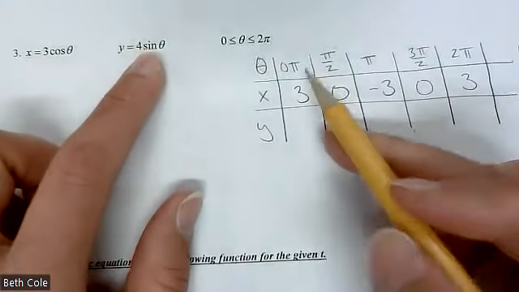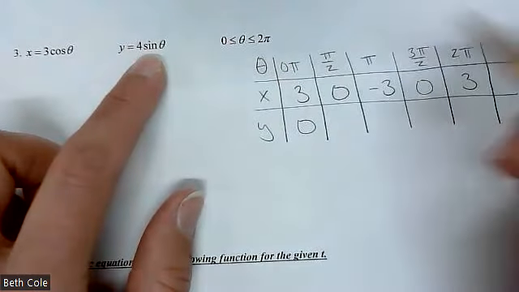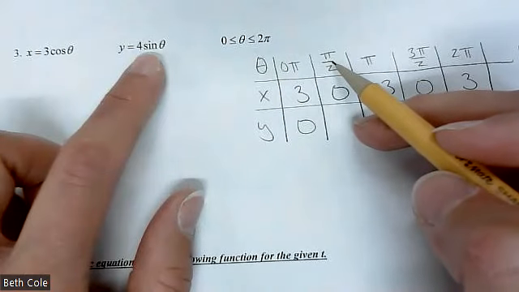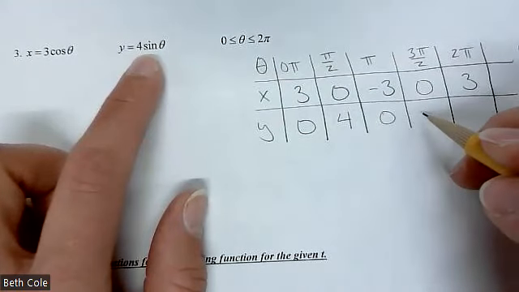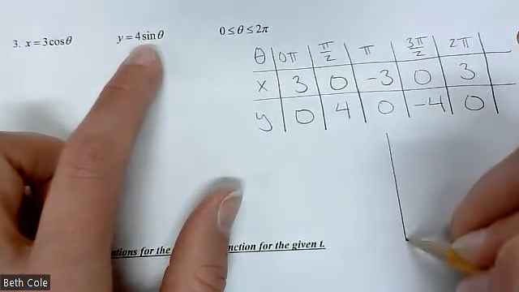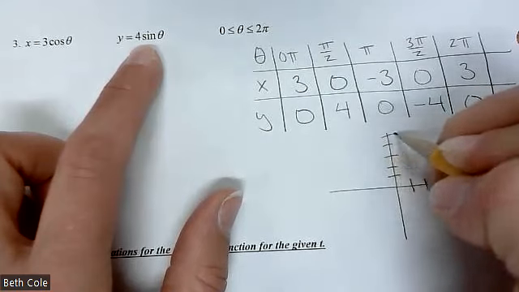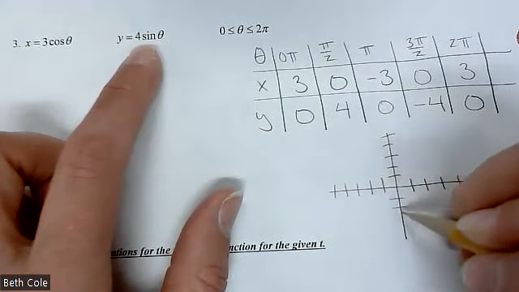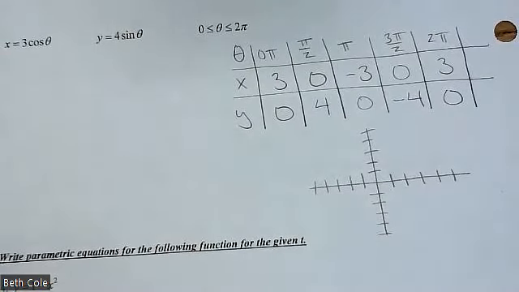Now we're doing sine. Sine of 0 pi: 0 times 4, 0. Sine of pi over 2, 1 times 4, 4, then 0, then negative 4, 0. We got it. And you're just going to plot those points, and basically you just need to get the orientation correct.